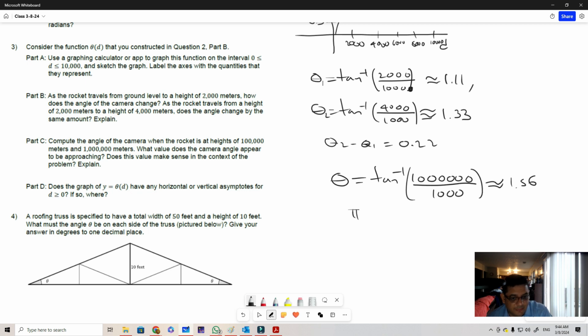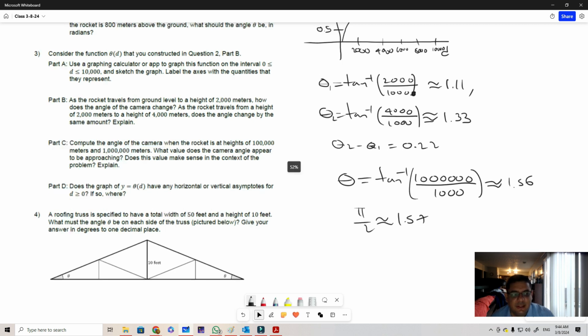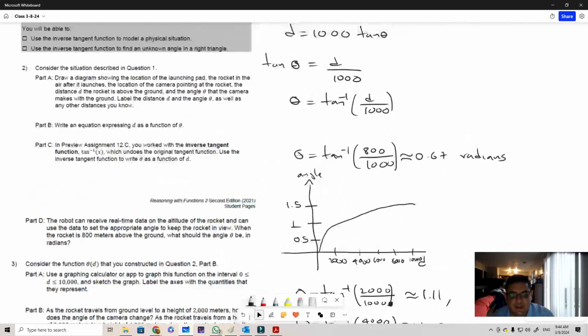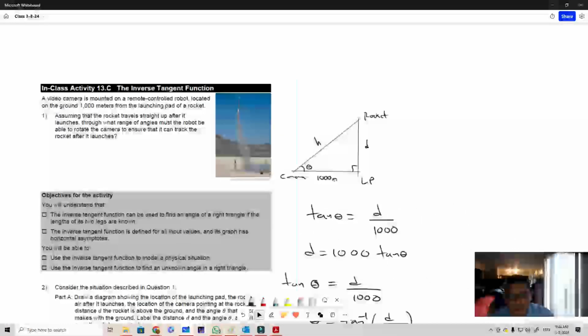And notice that pi over 2 can be approximated to 1.57. So this would be like, if we think about the camera following the rocket, this will be almost when it's horizontal. So that's like the maximum possible that it's gonna get, but it should never get to that, because we will not have a triangle in that case.